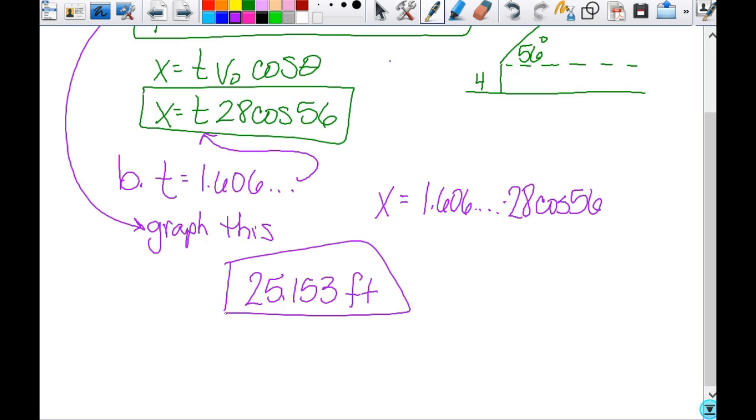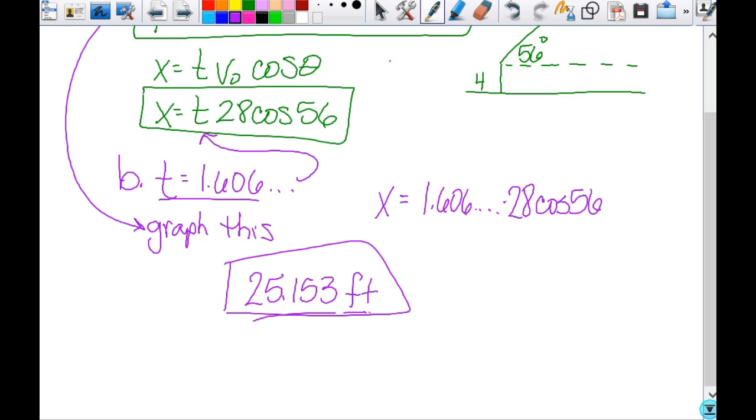Everybody okay with that? Do you understand what we're doing and why? What we're finding here? Okay. Now C says, how long will it take for the ball to travel 12 feet horizontally? All right, so we found out how long it would take before it hit the ground. That's what this is. And we found out how far it will go before it hits the ground. That's where this is.